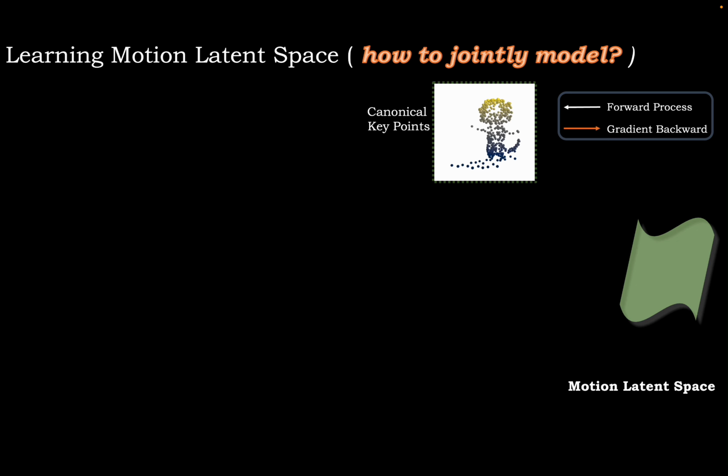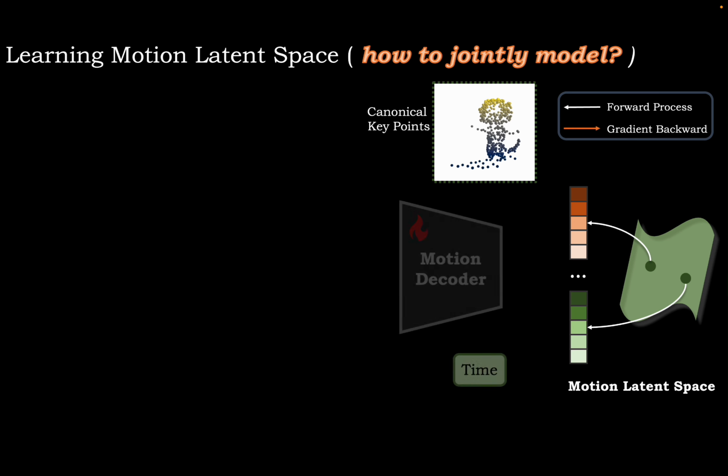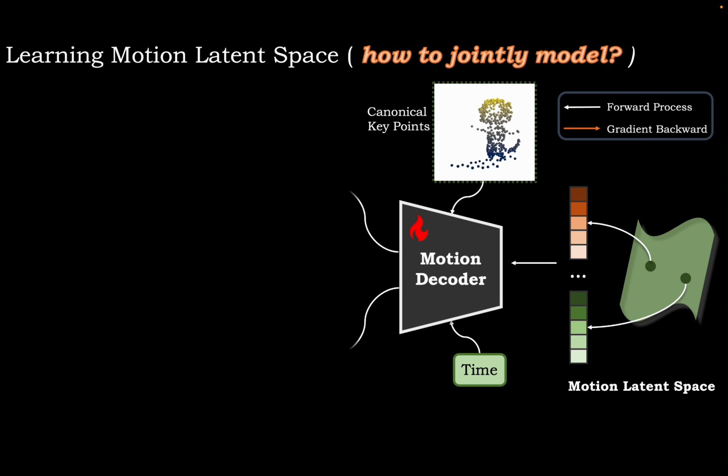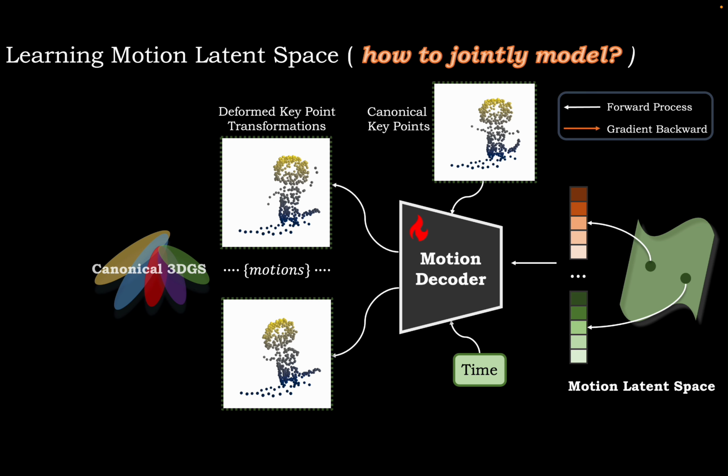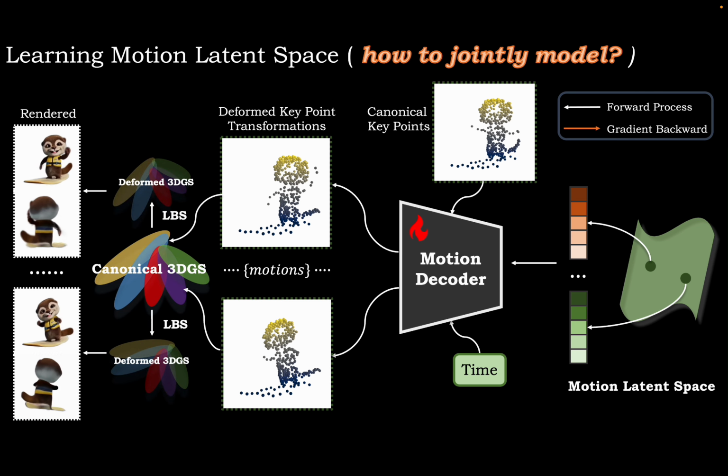Second, for motion representation, we propose to factorize the unstructured 3D motions into neural keypoint trajectories. We embed motions into a latent space and learn their distribution using an auto-decoder framework. The decoded keypoint trajectories are then used to drive canonical 3D Gaussians for differentiable 4D rendering. All parameters including latent codes are optimized through standard backpropagation.